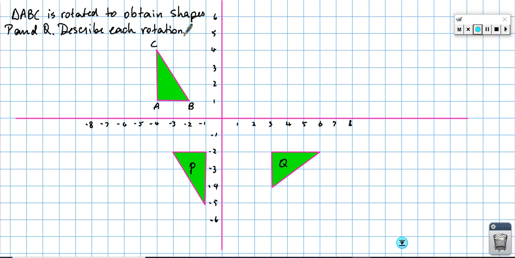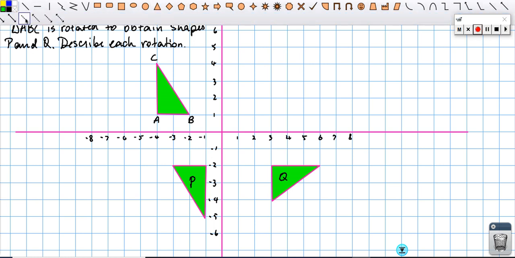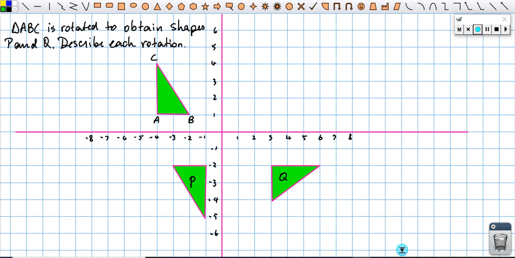Well, from ABC to P, as we can see, the triangle has been inverted upside down. When it's inverted upside down, it means that the rotation is a 180 degree rotation. Now, to find a 180 degree rotation, all you need to do is to join two vertices. For example, A to A and B to B. By the way, if you join C, it will be the same result.